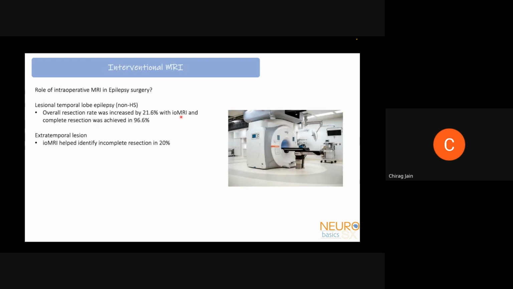Apart from this, MRI can also be used for interventions. That is intraoperative MRI in epilepsy surgery. It has been found that in lesional temporal lobe epilepsy, which was non-hippocampal sclerosis, it increased the resection rate by 21.6%, and they were able to achieve complete resection in 96.6% of patients with the use of interventional MRI. For extratemporal lesions, it also helped them to identify incomplete resection in about 20%. So as you can see, intraoperative MRI can help you achieve complete resection in about 20% extra patients.